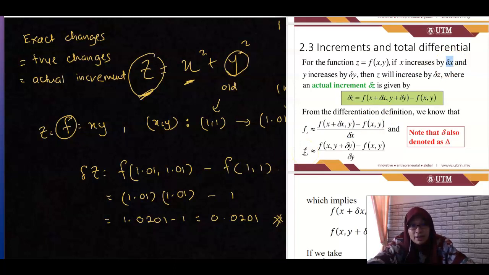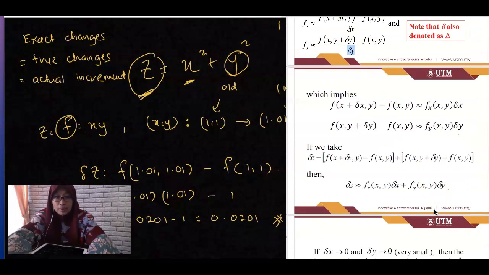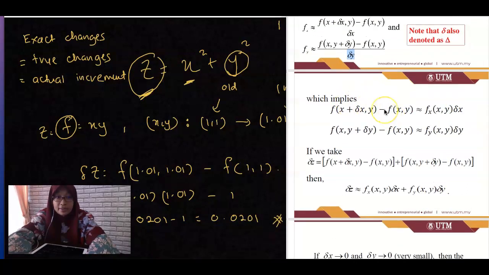And then for partial derivative of f with respect to y, you just put the changes of y. We have delta y divided by delta y. So this is from the definition. And you have to note that delta here is denoted by delta. From this definition, we modify it by bringing the denominator to the other side. Then you have dx multiplied by fx, which is this one. Similarly for fy, we just bring the dy. So that is from the definition.